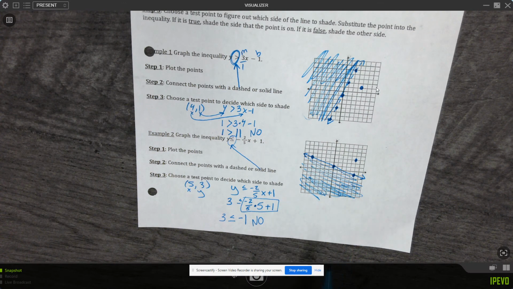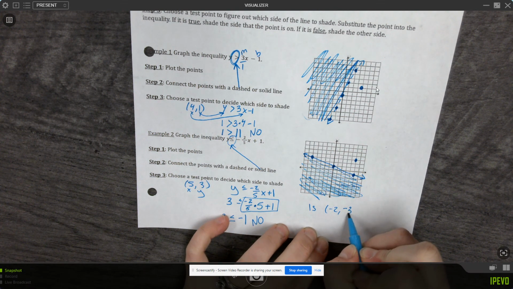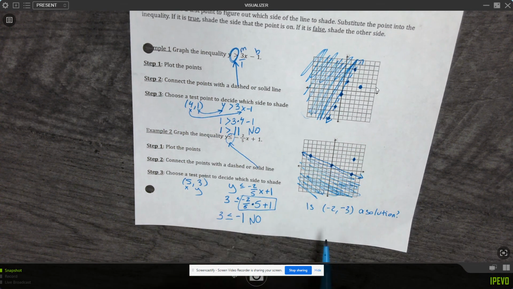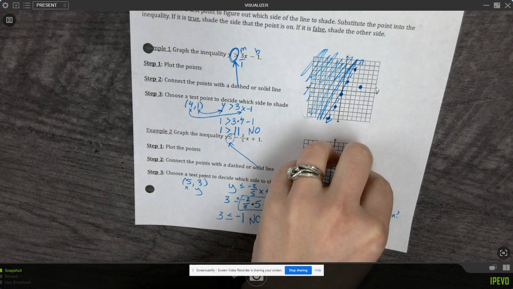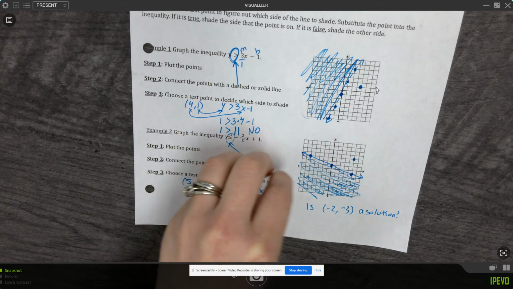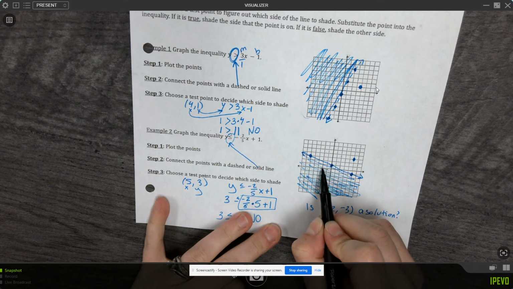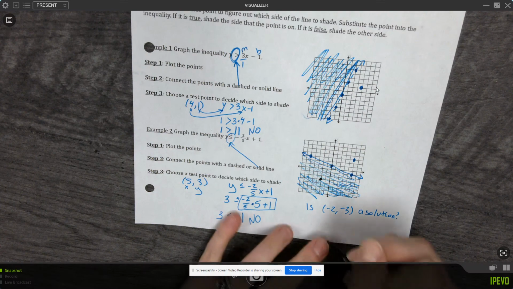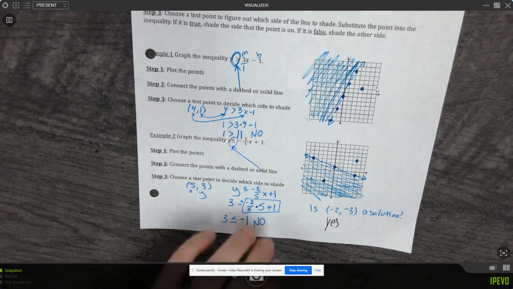Everything down here is. So if I asked you, is -2, -3 a solution? Once you have your graph, you do not need to test it like this. Once you have your graph, you go to that point. -2, -3 is right here. Is that a solution? Yes. How do you know? It's in the shading. That's all it is.